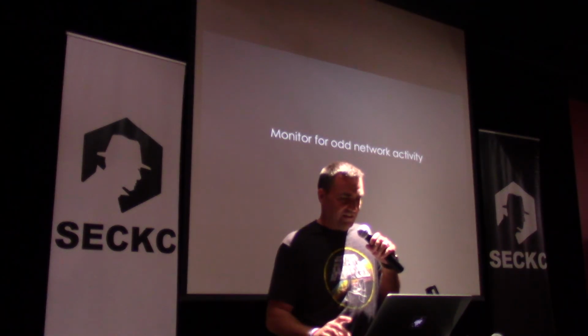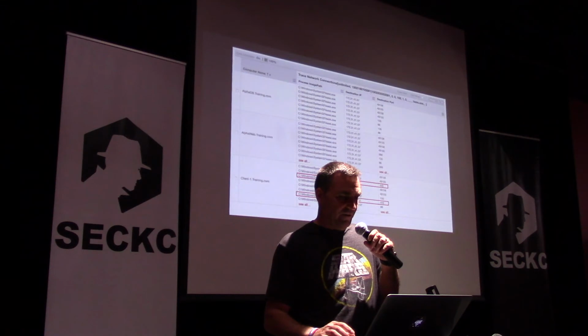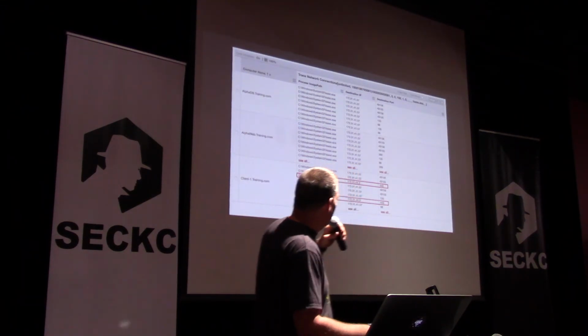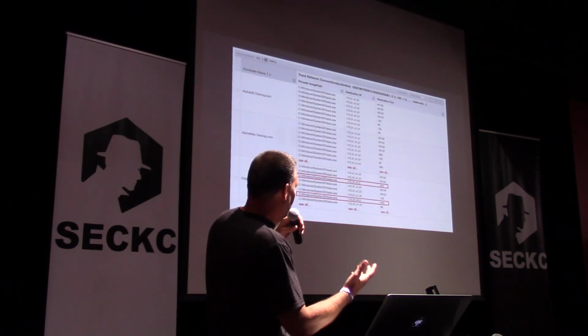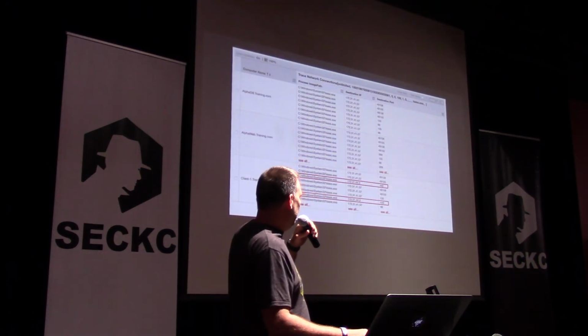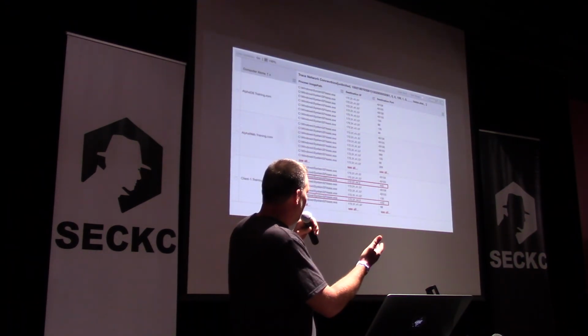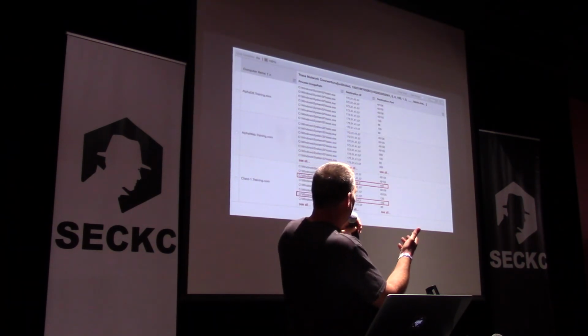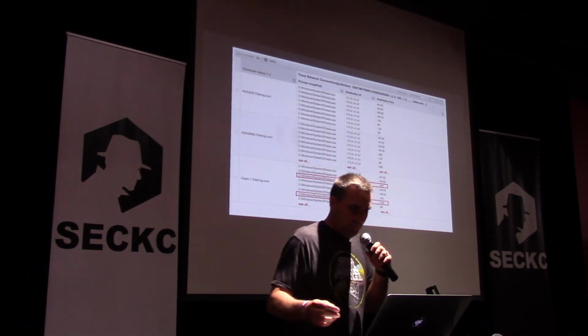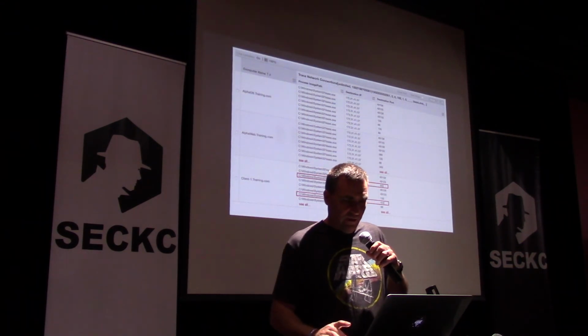Monitor for odd network activity. As I said, PowerShell Empire is fairly chatty, so in this case, I've pulled out all of the network activity for LSASS in this environment over several days. And the only thing that's communicating out from LSASS over port 443 is communicating to a different IP address than everything else, and it's only on the machine I compromised. So there are ways of finding this.